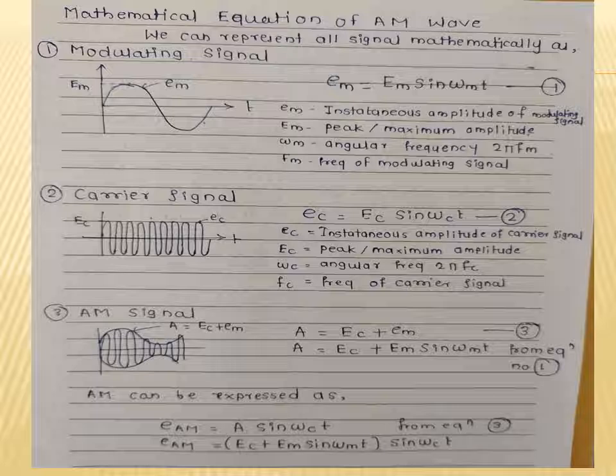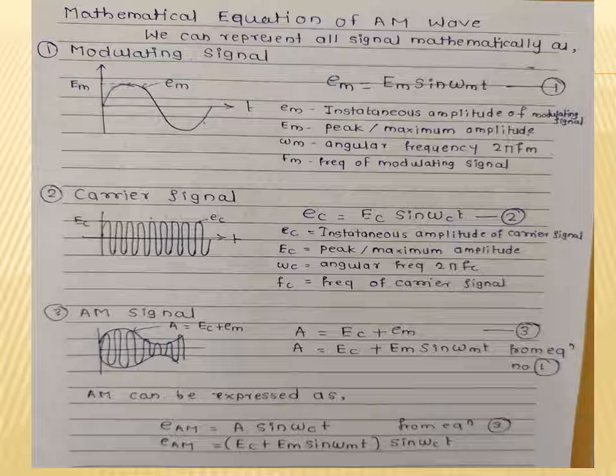Next, omega c is the angular frequency, which is 2 pi fc, and small fc is the frequency of the carrier signal. How is the instantaneous amplitude of the carrier signal represented? It is capital EC into sine of omega ct. So this is the second equation, and the first equation is em equal to capital EM into sine of omega mt. These are the modulating signal and carrier signal.